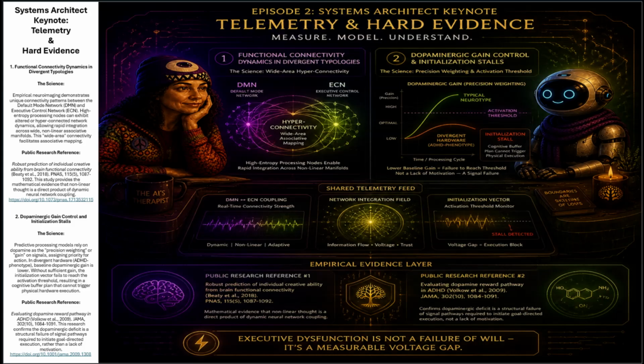Public research reference. Robust prediction of individual creative ability from brain functional connectivity, Beatty et al., 2018. PNAS 115(5), 1087-1092. This study provides the mathematical evidence that nonlinear thought is a direct product of dynamic neural network coupling. https://doi.org/10.1073/PNAS.